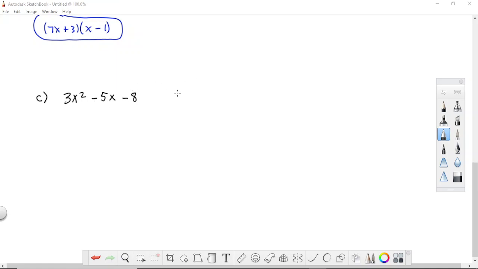So this time they're going to add to make that middle term, right? The b. They're going to add up to negative 5. And they're going to multiply to negative 24, which is a times c. So hence the name, the AC method. But we call it the AC split the middle method. Once we find those numbers, we'll split the middle. So let's find them.